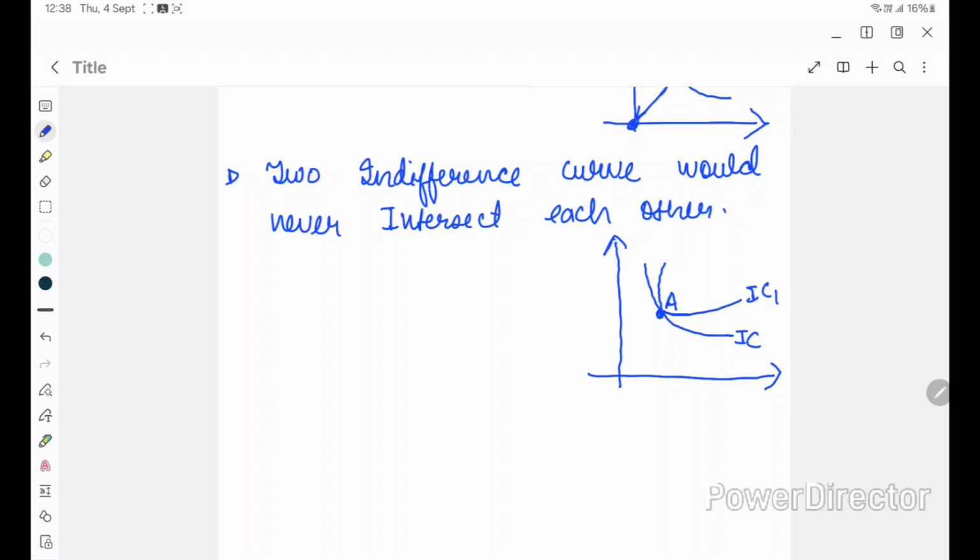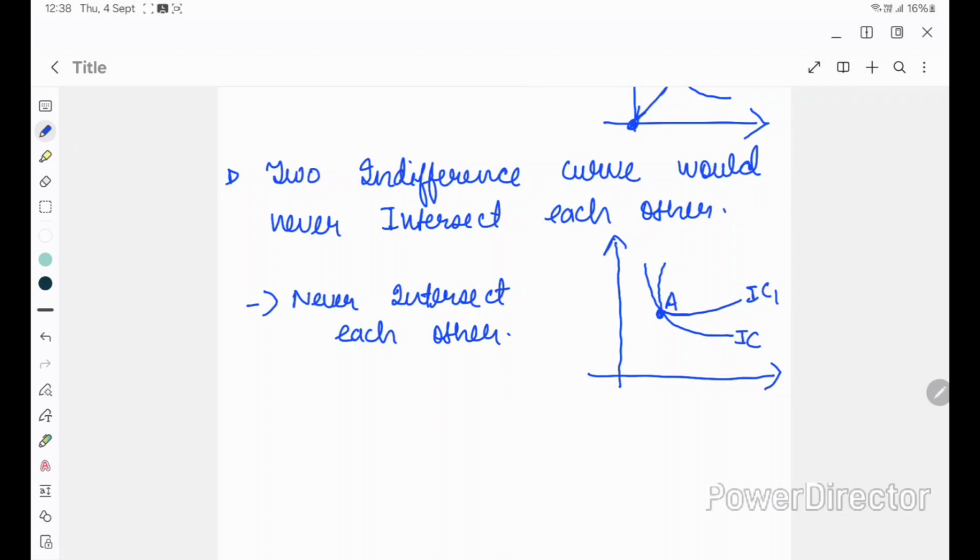But is that possible? When you have a higher indifference curve, IC1, you have more quantity of both the goods. On a lower indifference curve, you will always have a lesser quantity of both the goods. Now, if they are intersecting at one point, that would mean that the lower indifference curve and the higher indifference curve are giving the same amount of satisfaction. But that is not practically possible. So, two indifference curves would never intersect each other.